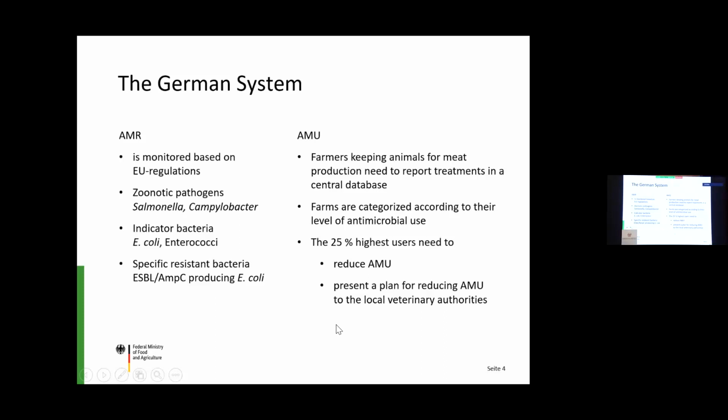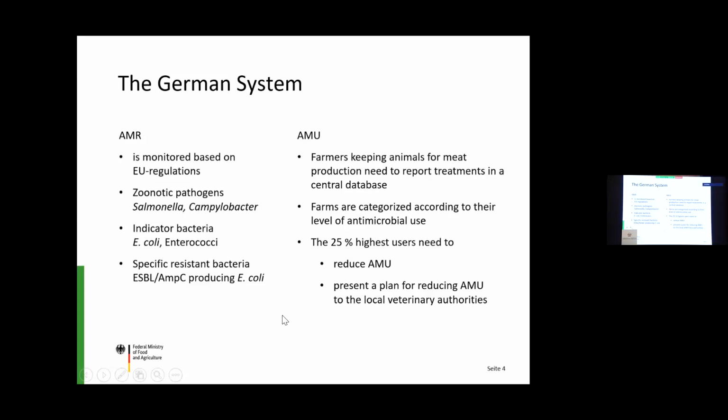And the EU prescribes selective isolation of cephalosporin and/or carbapenem resistant E. coli. And of course, in Germany, additionally, we also routinely run programs on MRSA in the food chain. Now let's have a look on the right side of this slide, the antimicrobial use.